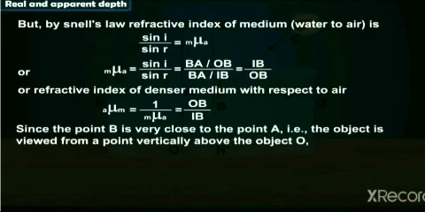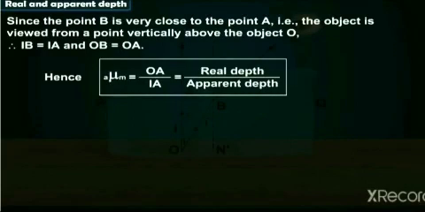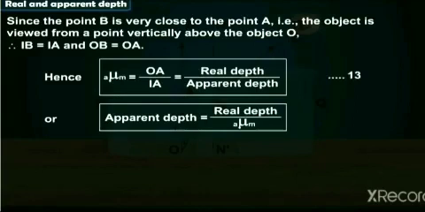Since the point B is very close to the point A, that is, the object is viewed from a point vertically above the object O, therefore IB is equal to IA and OB is equal to OA. Hence, the refractive index of the denser medium with respect to air is equal to OA upon IA, which is equal to real depth upon apparent depth. Let this be equation 13, or apparent depth is equal to real depth upon refractive index. Let this be equation 14.